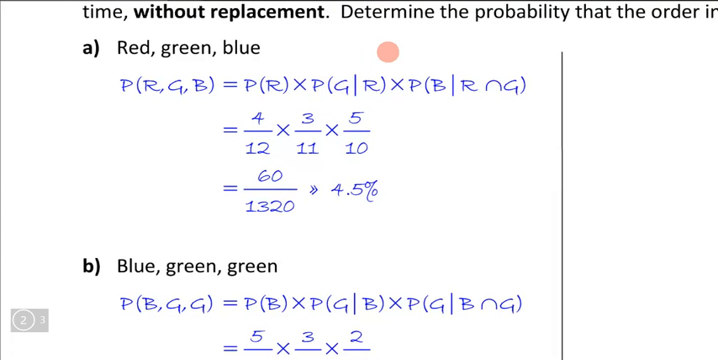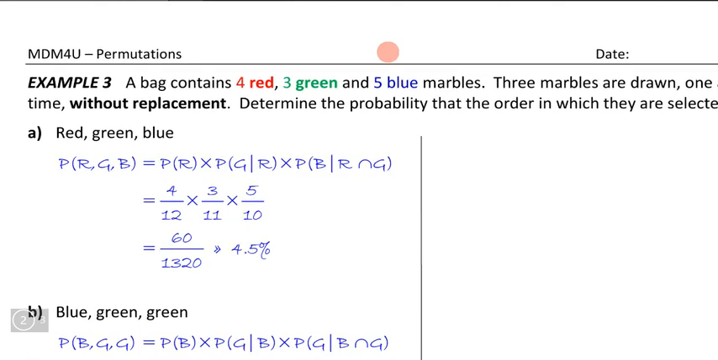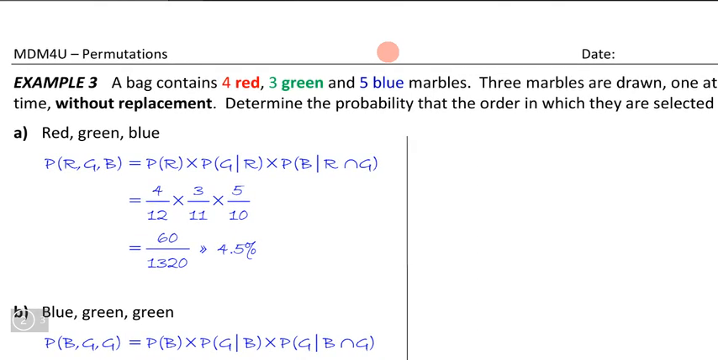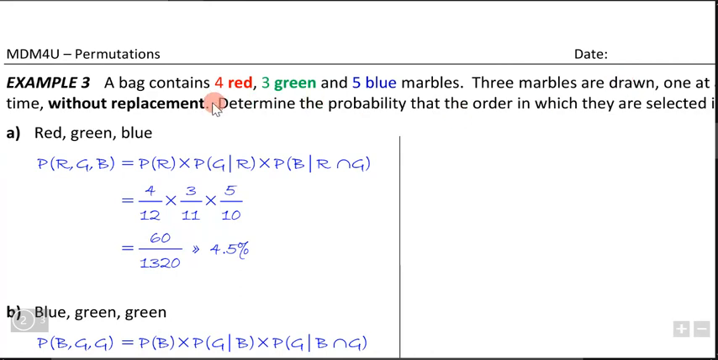Okay, flip the page. Let's look at another one, without replacement. This is again an example of a dependent event. A bag contains 4 red, 3 green, and 5 blue marbles. 3 marbles are drawn, 1 at a time without replacement. Just like the checkers in the bag example I did a while ago, you're not replacing them anymore. Once you take them out, they stay out. Determine the probability that the order in which they are selected is red, green, and then blue.